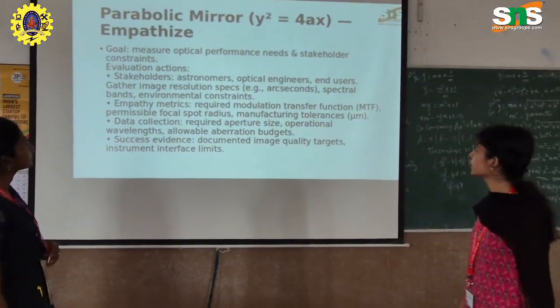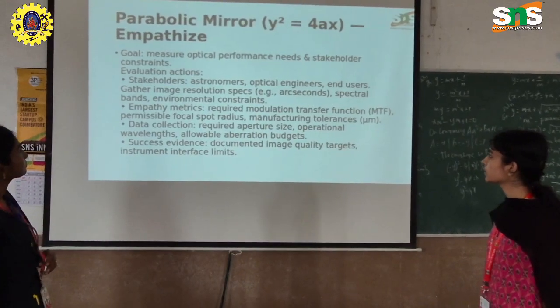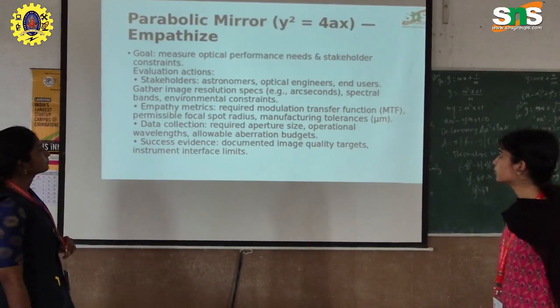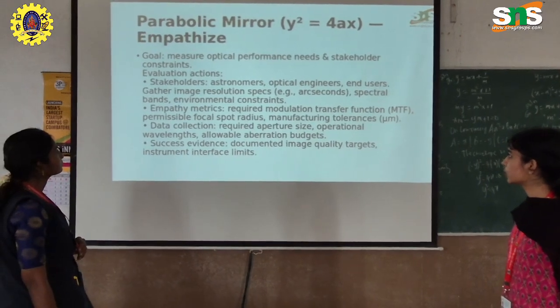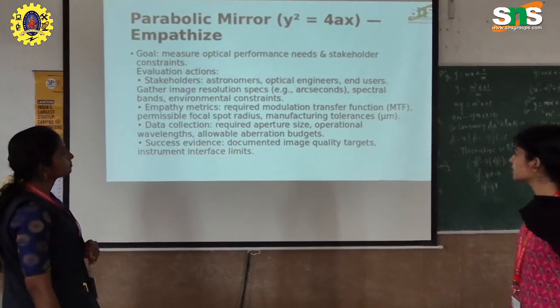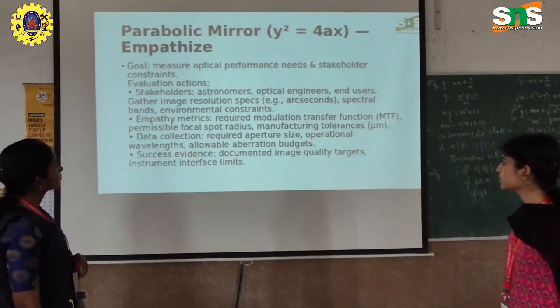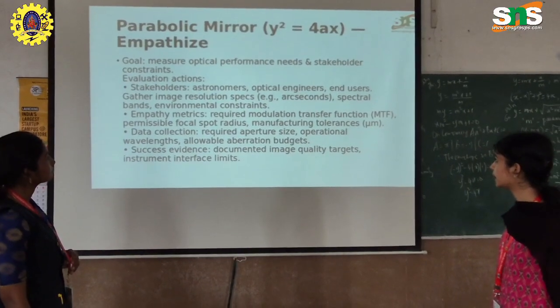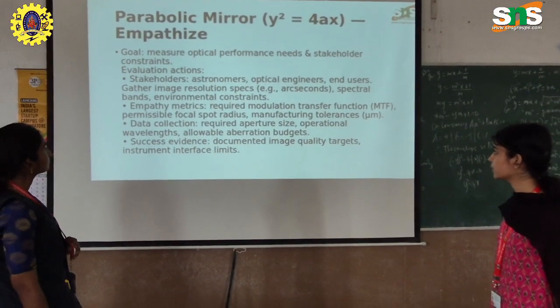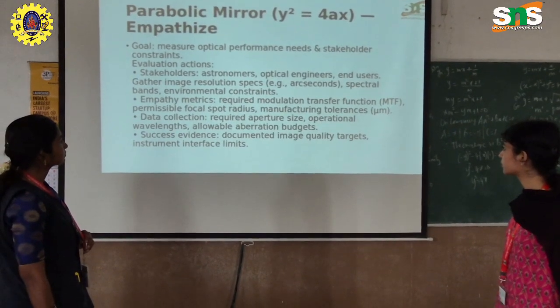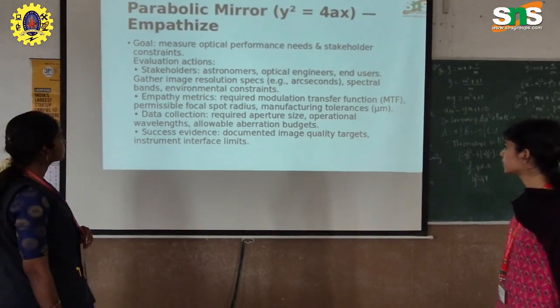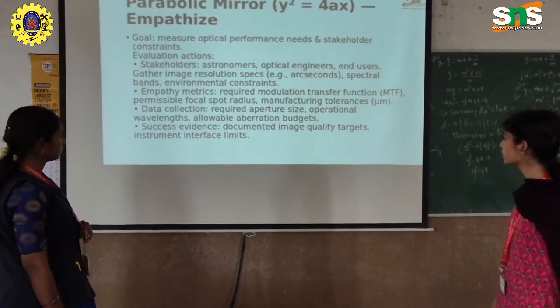Parabolic mirror: y squared is equal to 4ax. Empathize. Goal: measure optical performance needs and stakeholder constraints. Evaluation actions: stakeholders are astronomers, optical engineers, end users. Gather image resolution spec, for example arc seconds, spectral bands, environmental constraints. Empathy metrics: required modulation transfer function MTF, permissible focal spot radius, manufacturing tolerance.